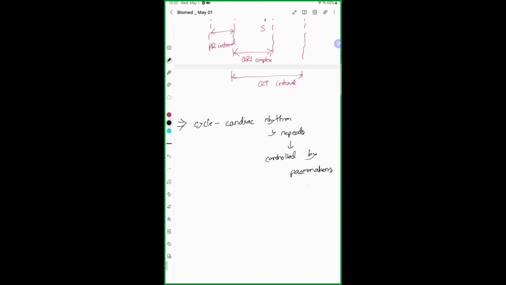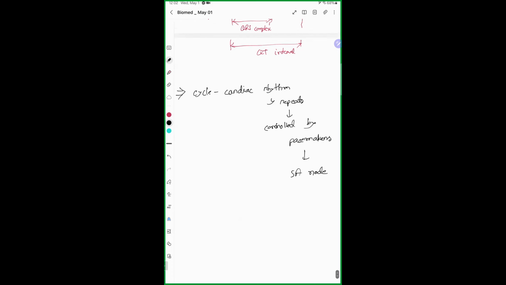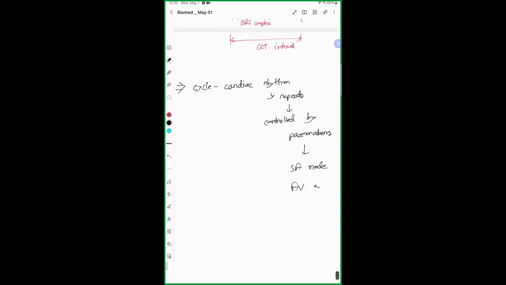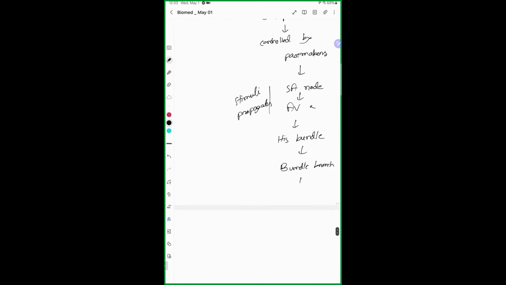The pacemakers are like, you have the SA node, that's the most important one, and the AV node, and they pass the signal. The stimulus starts from the SA node and propagates from the SA node to the AV node, then to the His bundle, then the bundle branches, and then you have the Purkinje fibers.